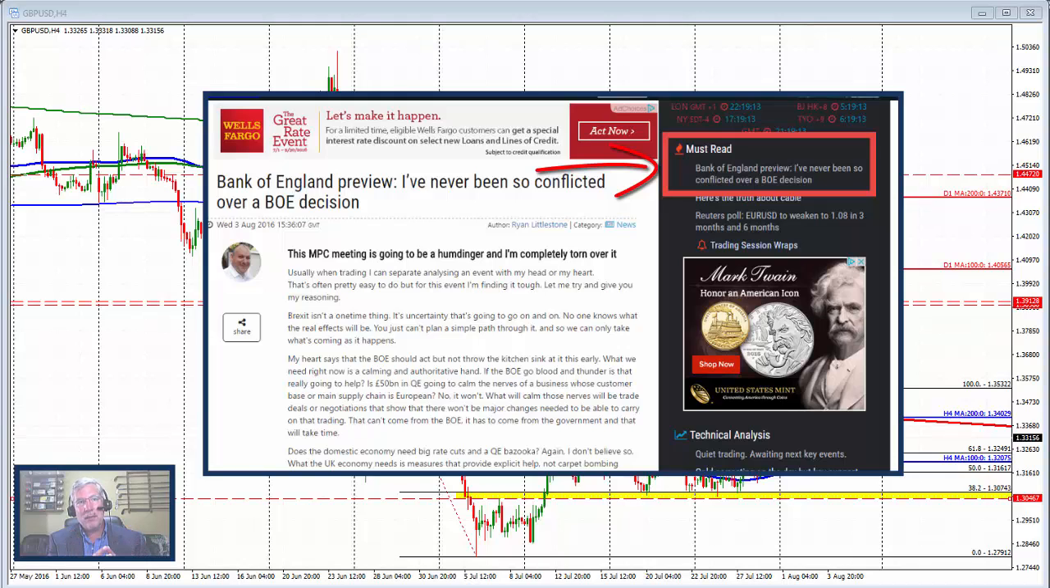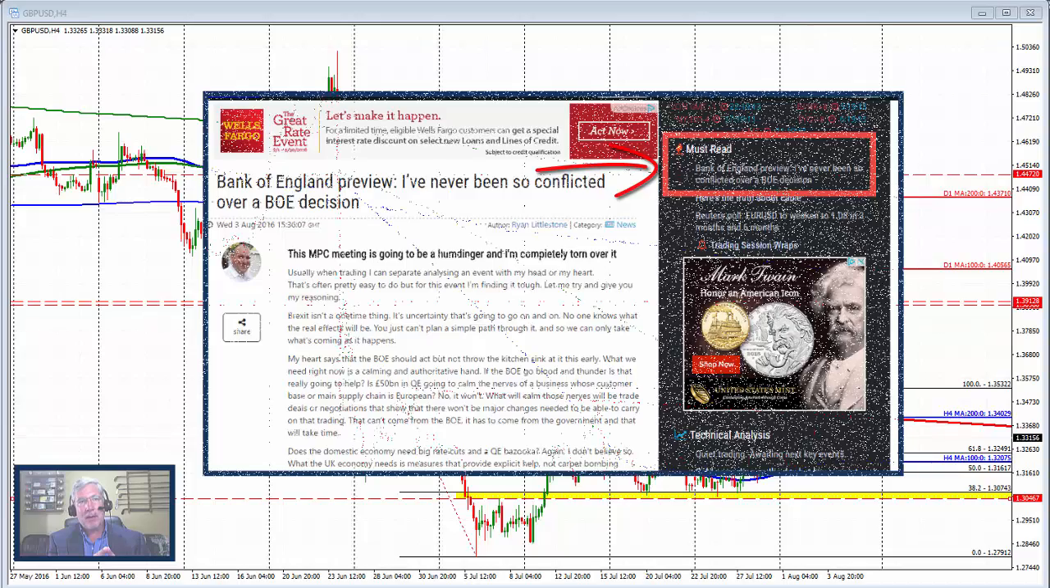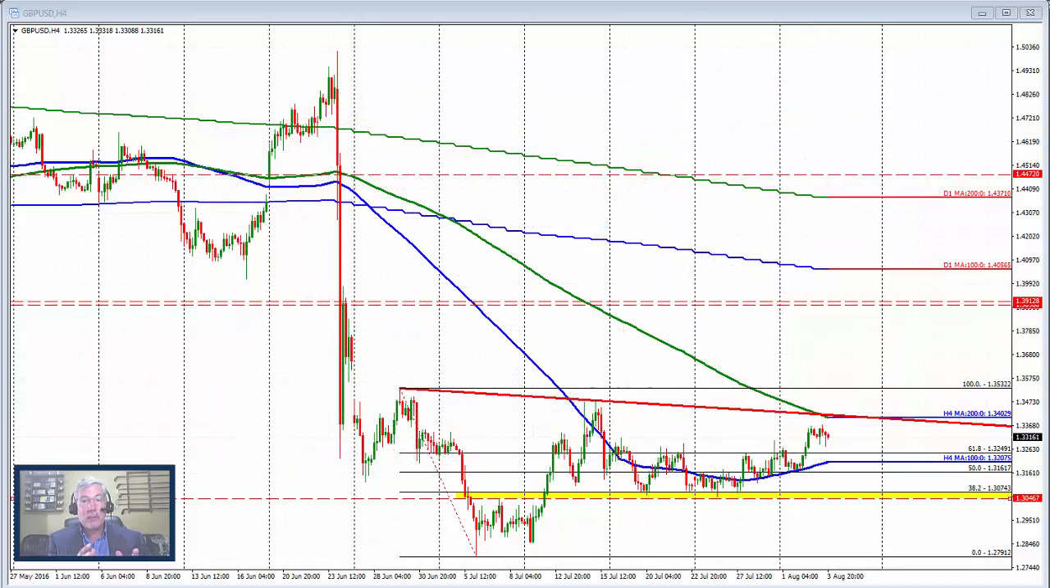But what you need to understand about this is that there is a lot of risk going into this event, and from a trading perspective, regardless of what they do, we need to understand what technical levels are key.